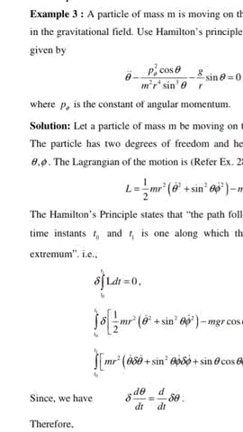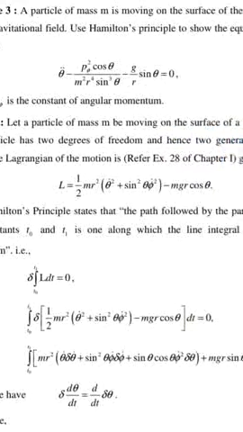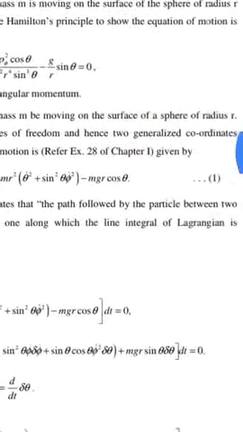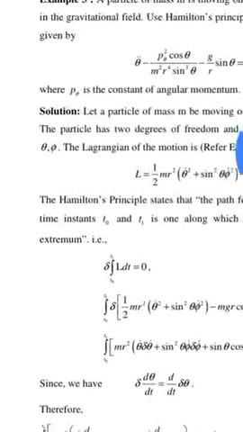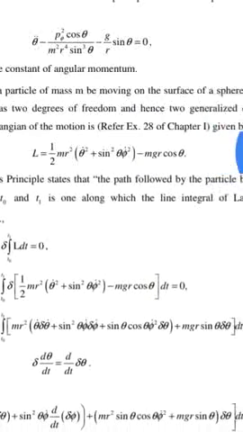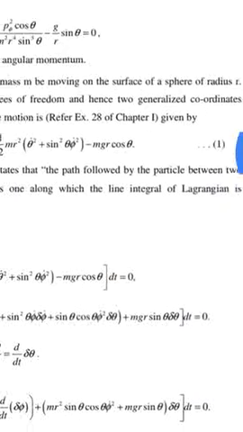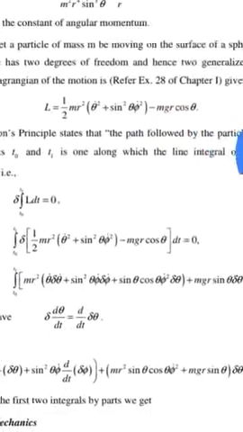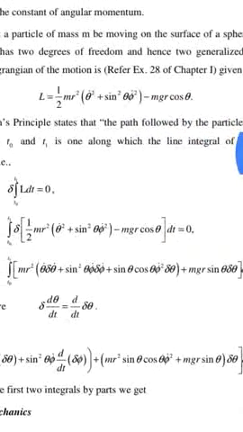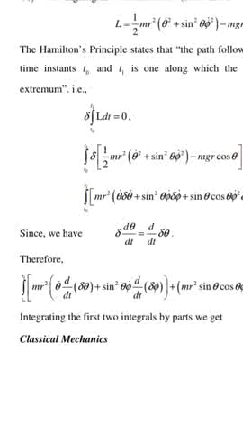Solution: let a particle of mass m be moving on the surface of a sphere of radius r. The particle has 2 degrees of freedom, hence 2 generalized coordinates phi and theta. The Lagrangian of the motion is given by L is equal to 1 by 2 m r square theta dot square plus sin square theta phi dot square minus m g r cos theta.